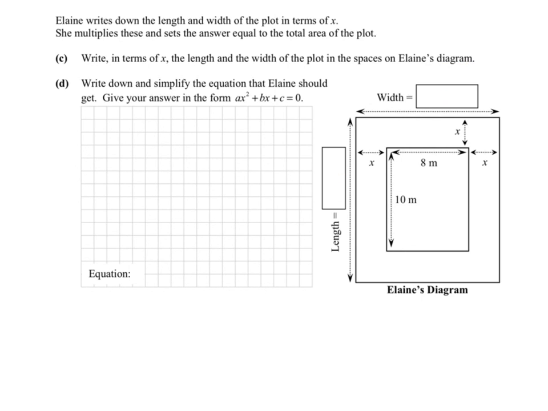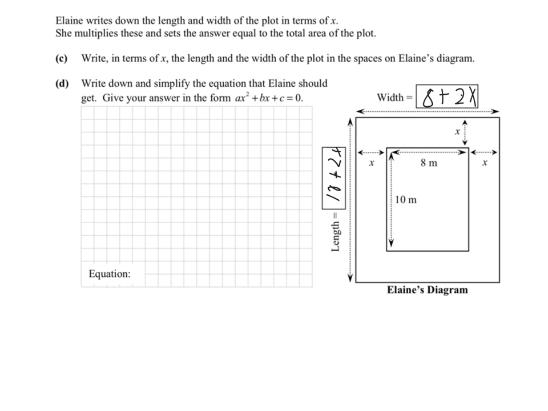So how would we work out what the width is? Well, we know this is 8 meters. We know this is x. We know this is x. So that's going to be 8 plus 2 times x. Likewise, the length of the whole thing will be 10 meters plus the width x plus the width x. So 10 plus 2x. And that answers this question because we've written in terms of x the length and the width of the plot.